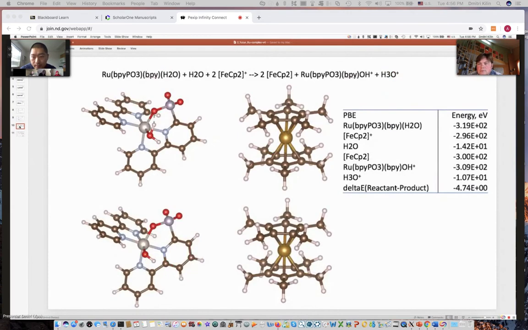Here is another set of data. In this case, we want to figure out the energy difference between reactant and product. So compute the total energy for each of the species involved in the reaction.